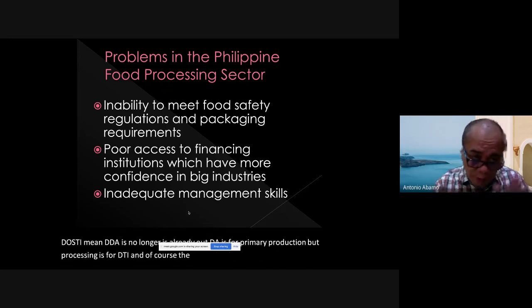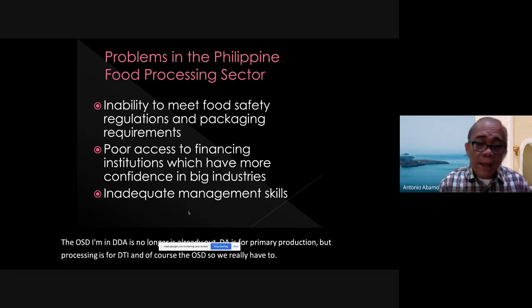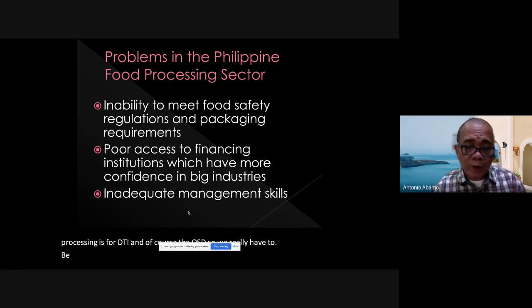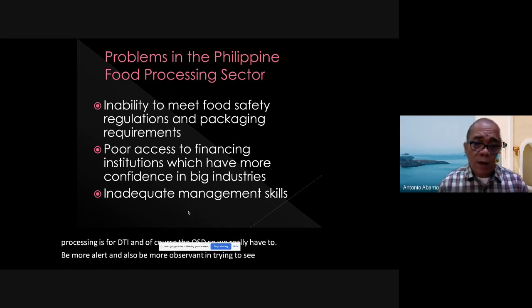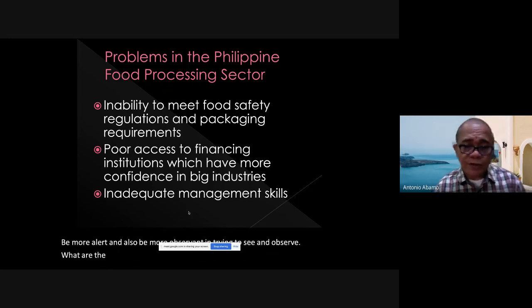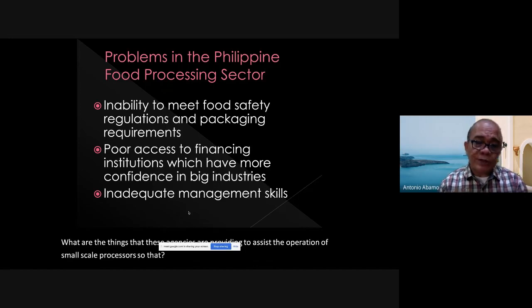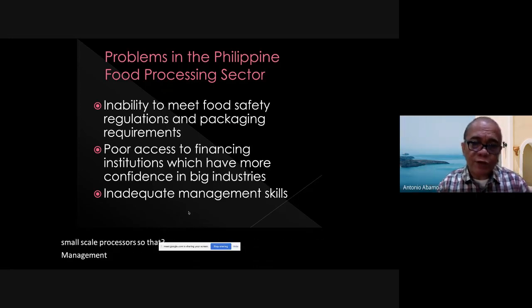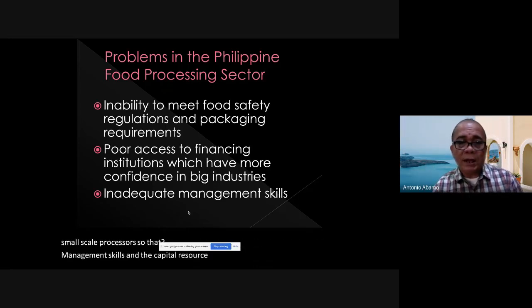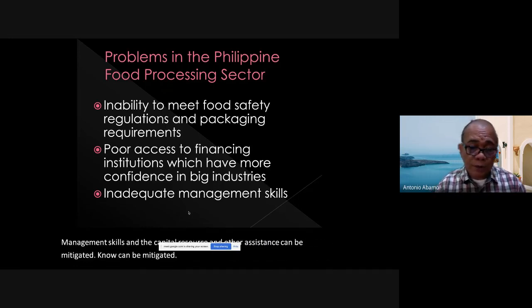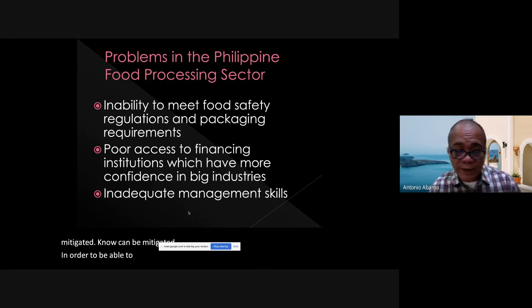So we really have to be more alert and more observant in trying to see what things these agencies are providing to assist the operation of small-scale processors, so that management skills, capital resources and other problems can be mitigated, in order to be able to survive in the market already. So that is very important.